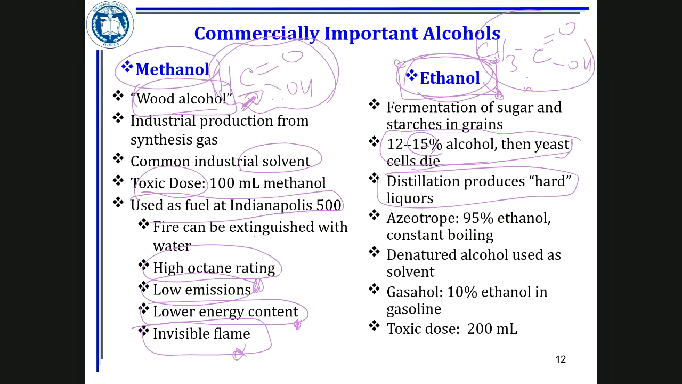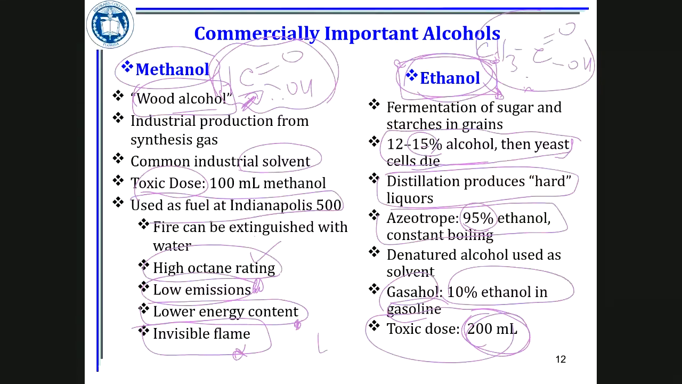Anyway, azeotrope. What is an azeotrope? It is a 95% azeotrope, meaning that even when you do distillation, you cannot get more pure than 95% ethanol. Denatured alcohol is used as a solvent, so that's another use for this alcohol. Gasohol is 10% ethanol in gasoline. They add ethanol to increase the octane rating, or for better combustion reaction.